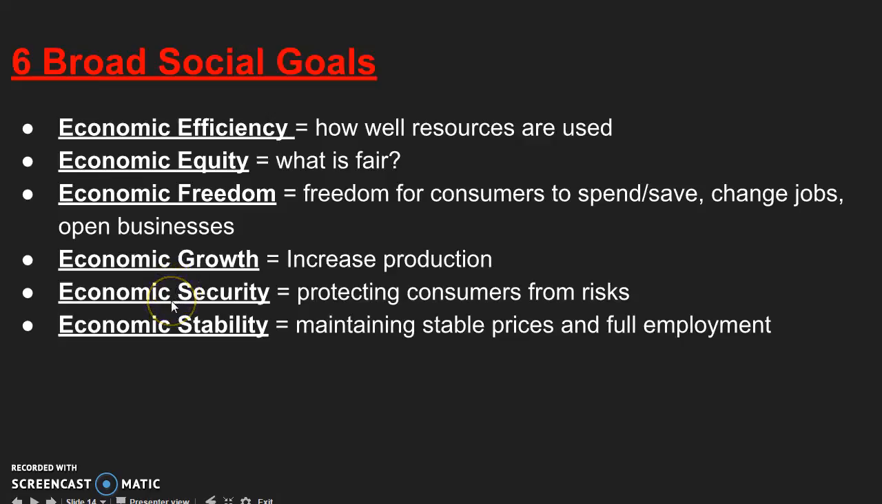Economic security is protecting consumers from risk. So one example we talked about was governments might tell you that you have to wear a helmet when you ride a motorcycle.